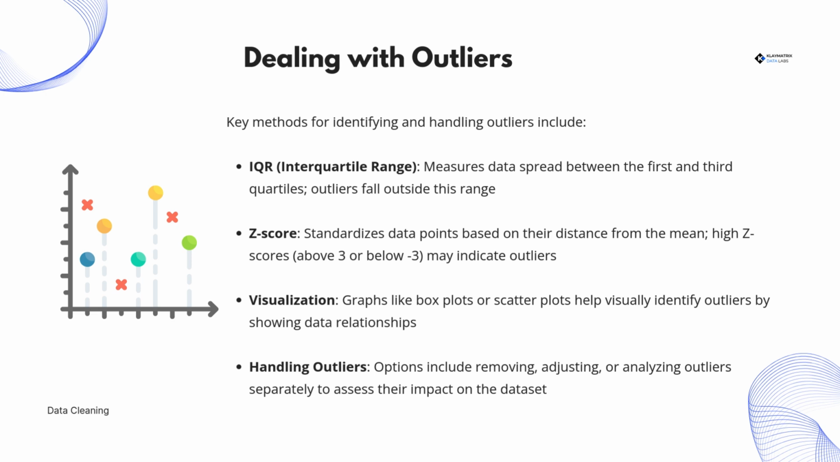Dealing with outliers. Next, let's discuss outliers, data points that are significantly different from the rest. If left unchecked, outliers can skew averages, mislead trends, and reduce model accuracy. One way to detect outliers is using the interquartile range, IQR, which helps identify values that fall outside the normal spread of the data. Another method is the z-score, which standardizes values and highlights extreme deviations from the mean. Visual tools like box plots and scatter plots also help in spotting unusual data points quickly. Once detected, outliers can be removed, adjusted, or analyzed separately, depending on their impact.